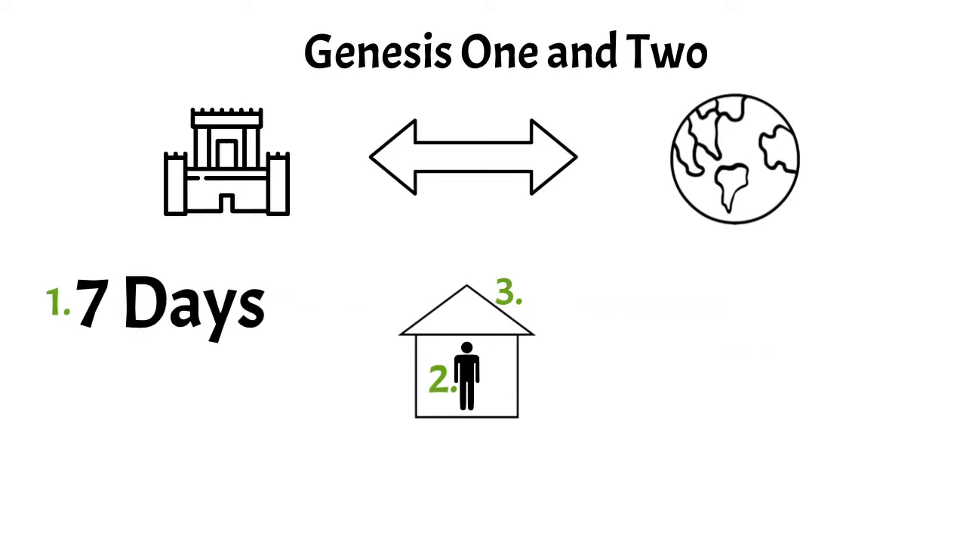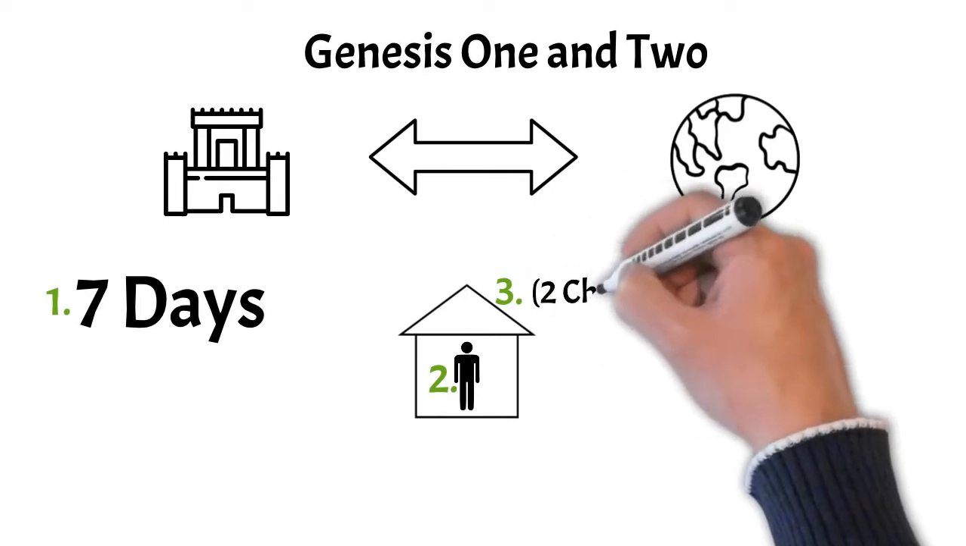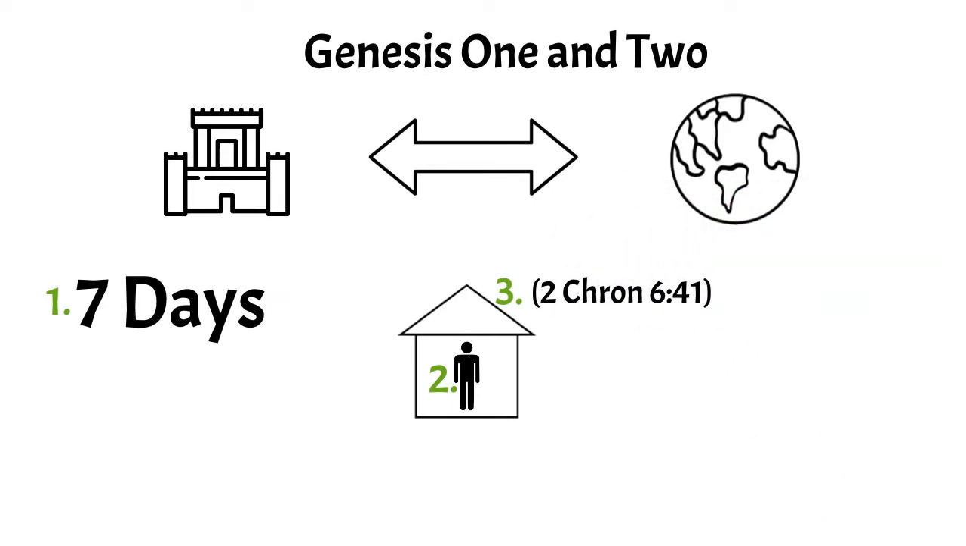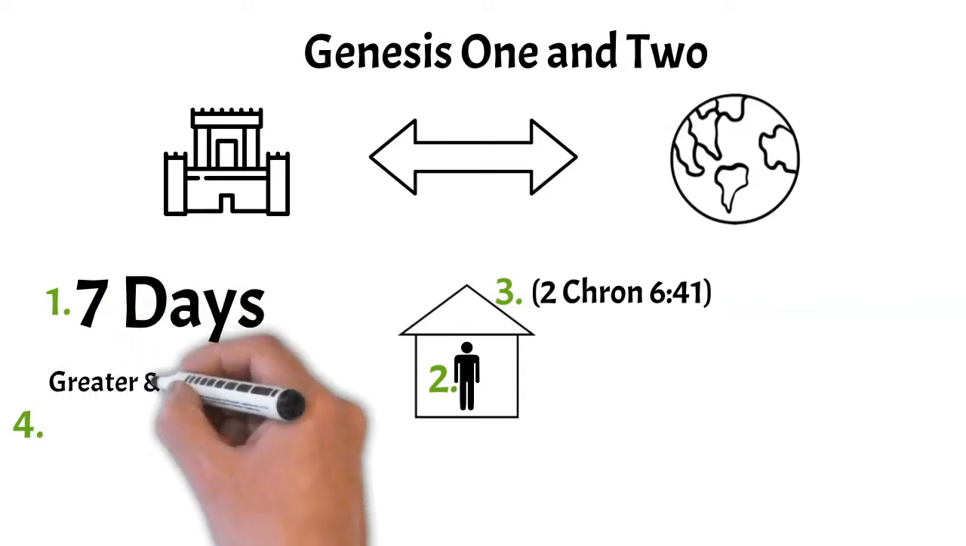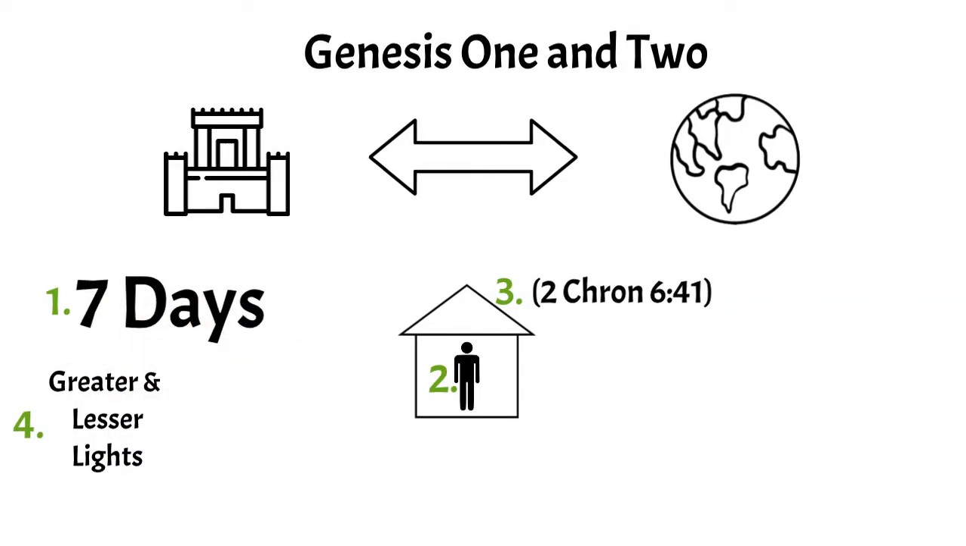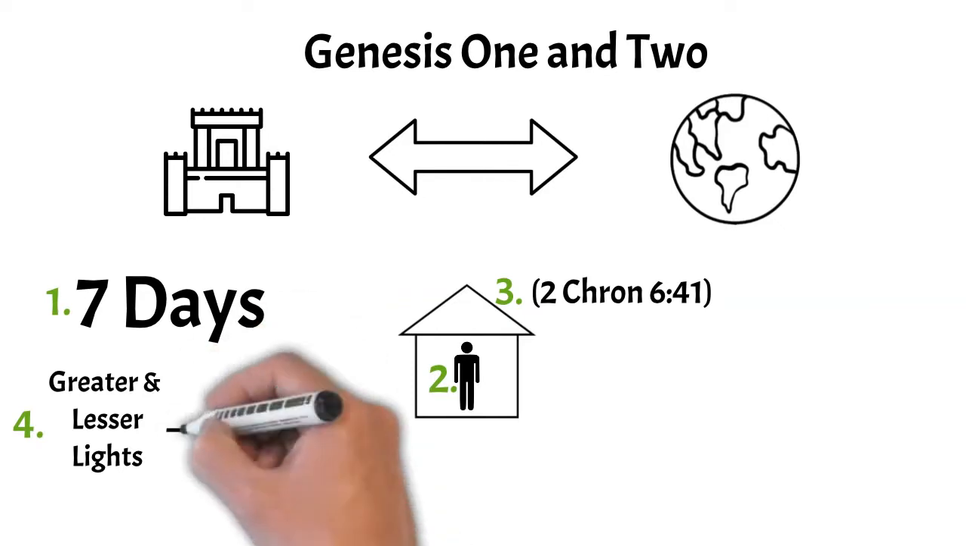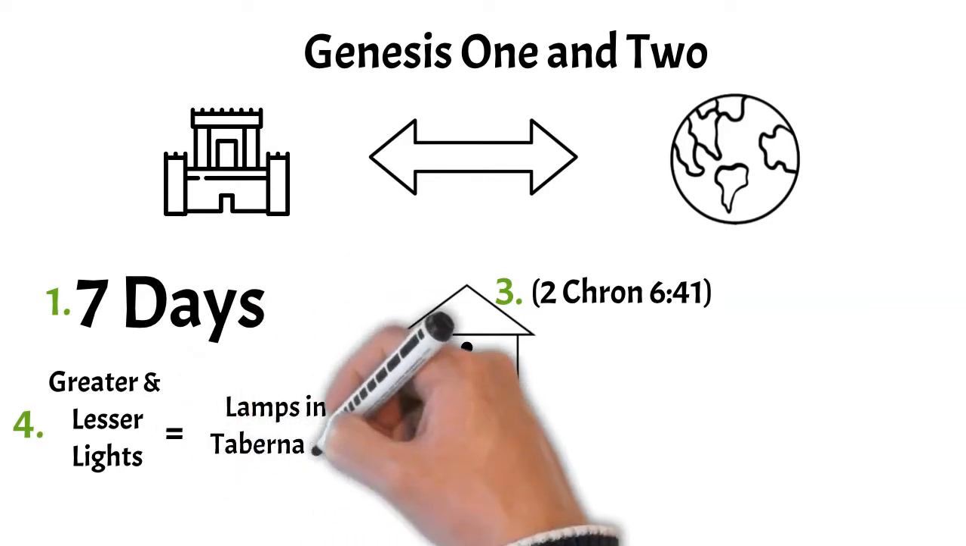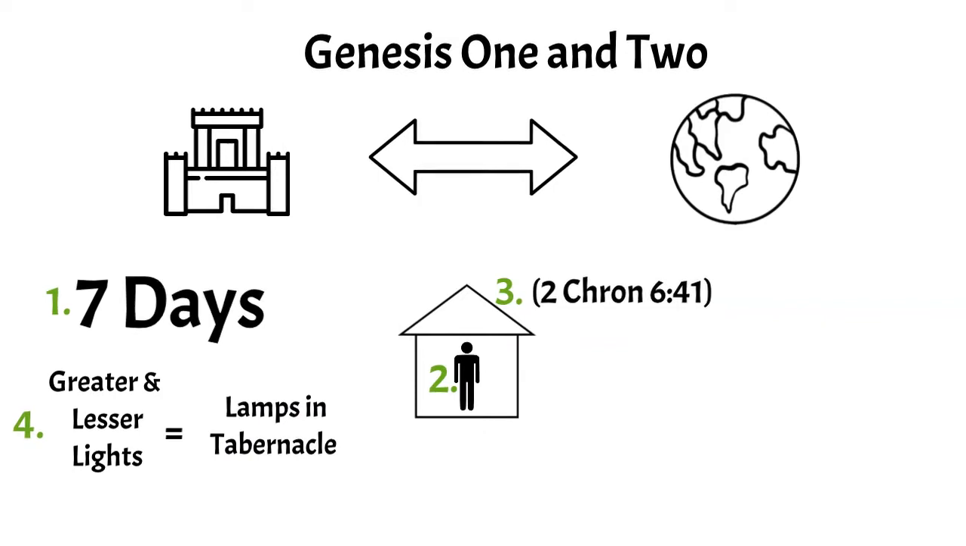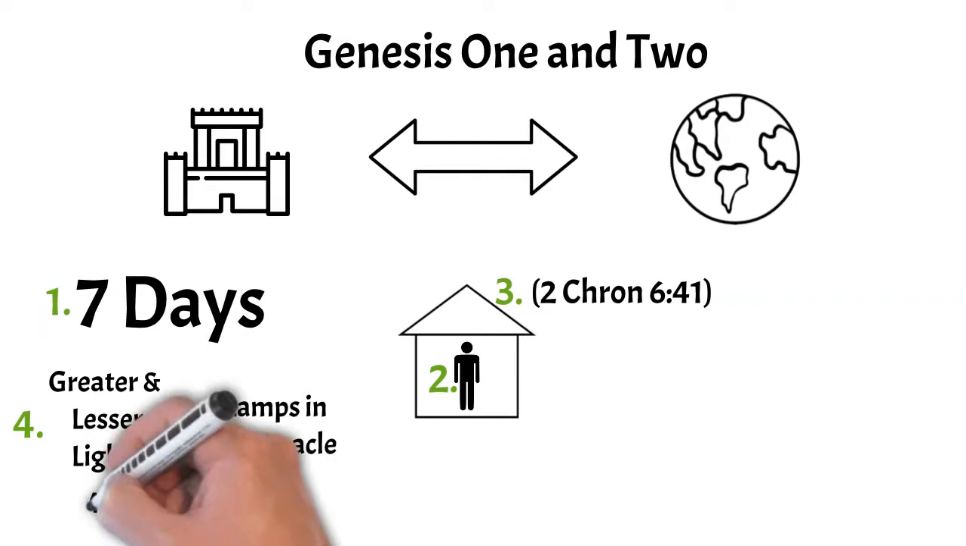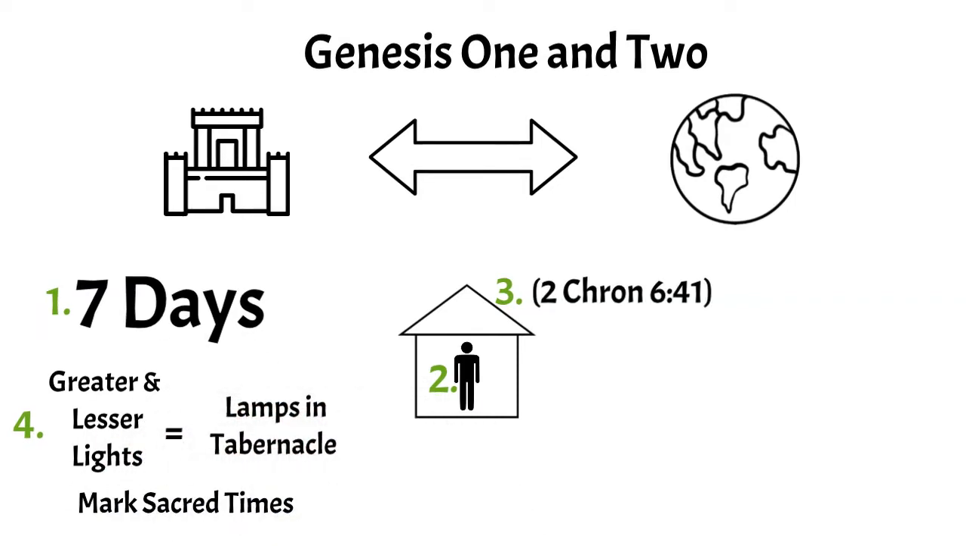We can see this from when Solomon's temple was being dedicated and he prayed, "Now arise, Lord God, and come to your resting place." A fourth connection in Genesis 1 is the creation of the greater and lesser lights on the 4th day. The word used for these lights is the same word that is used in Exodus, Leviticus, and Numbers for the lamps that provided light in the tabernacle, which was a mobile temple. Genesis 1 says that one of the functions of these lights was to mark sacred times.